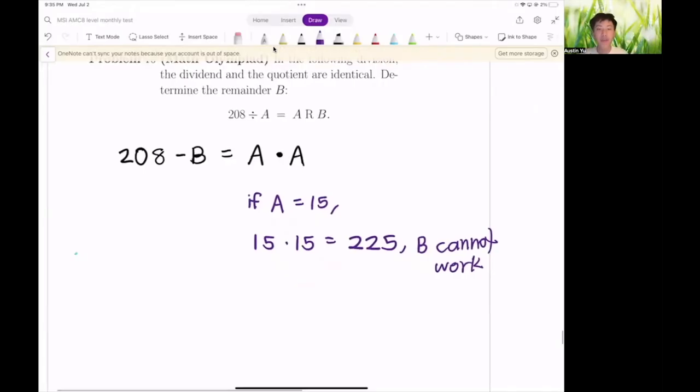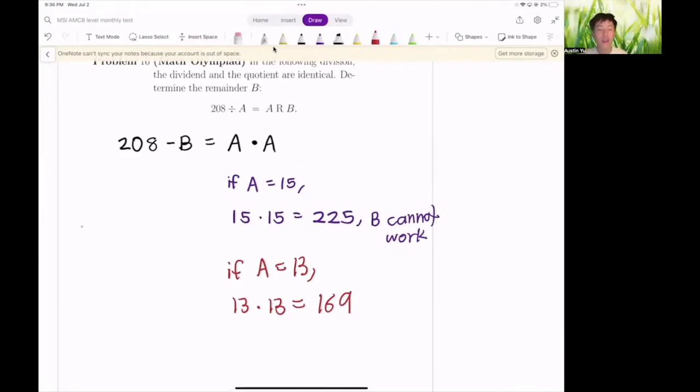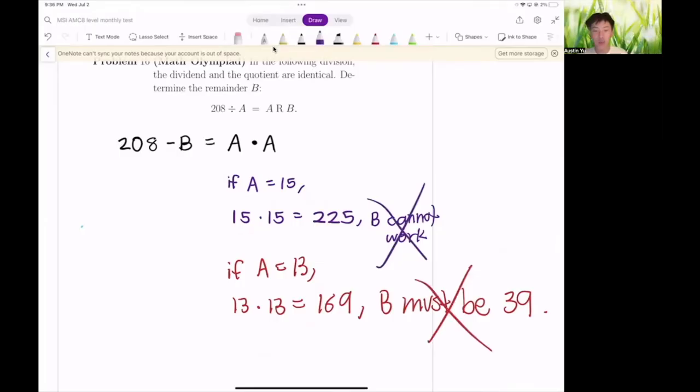In addition, if a equals 13, then 13 times 13 equals 169. And if it is 169, then we quickly figure out that b must be 39. But this is impossible because the remainder can never exceed the divisor. So therefore, this also cannot work, just like the last one.